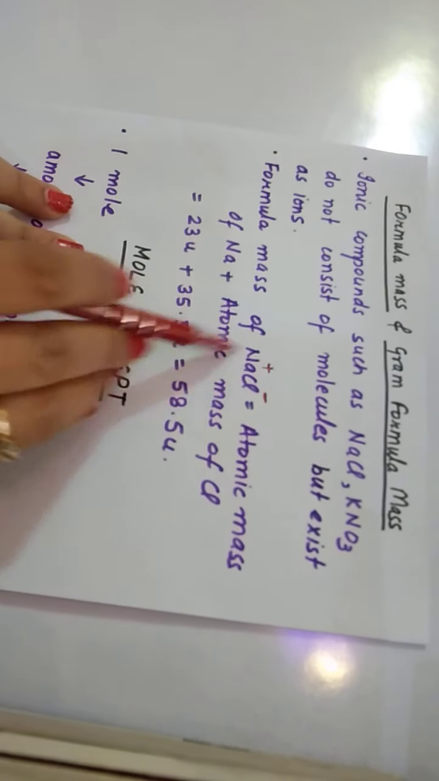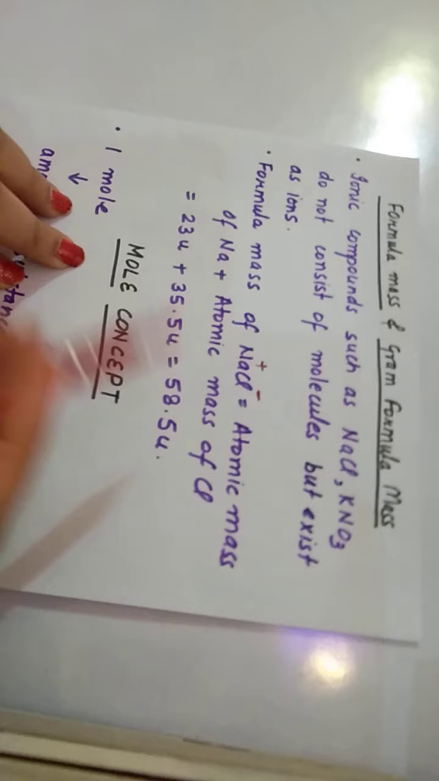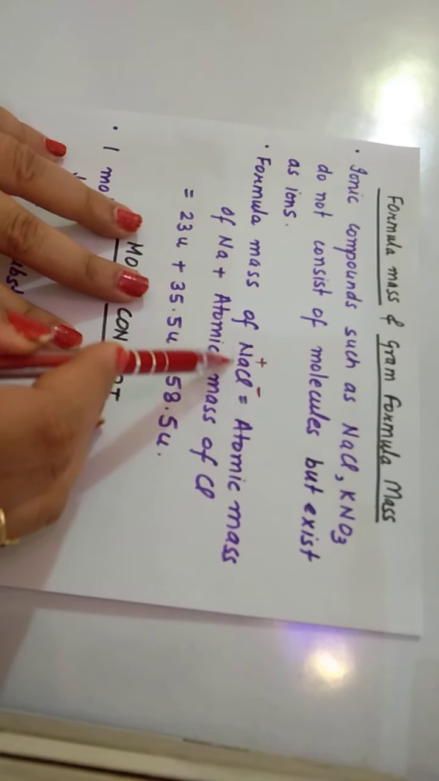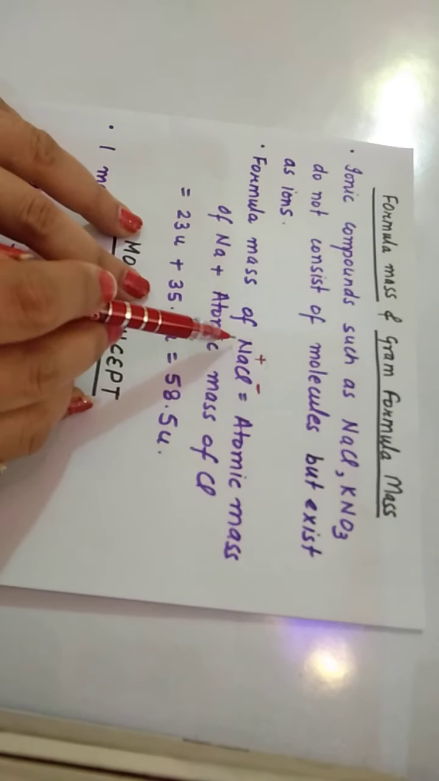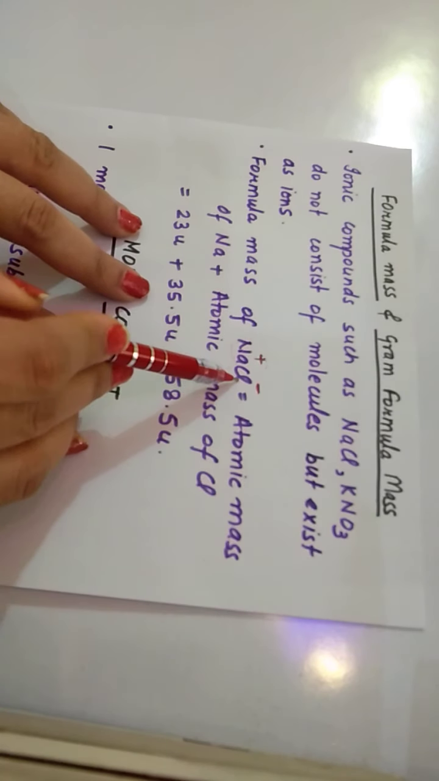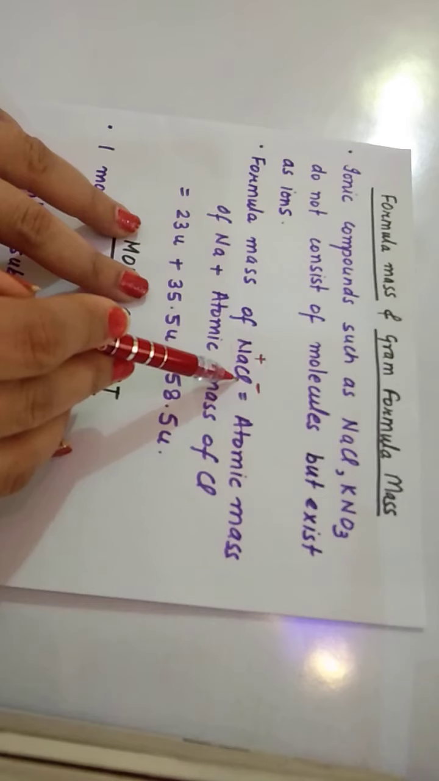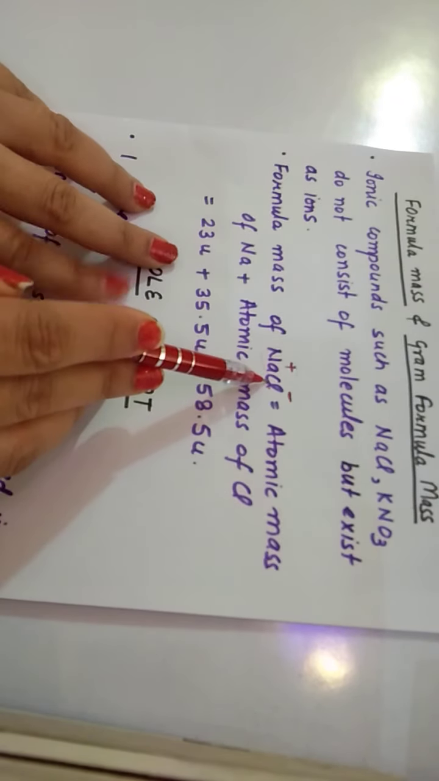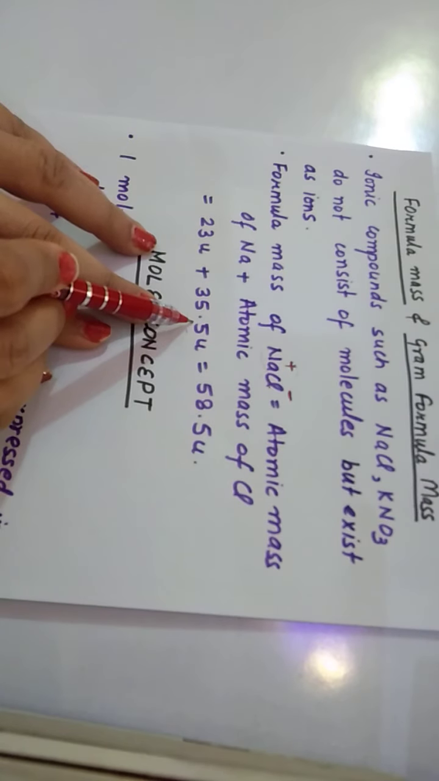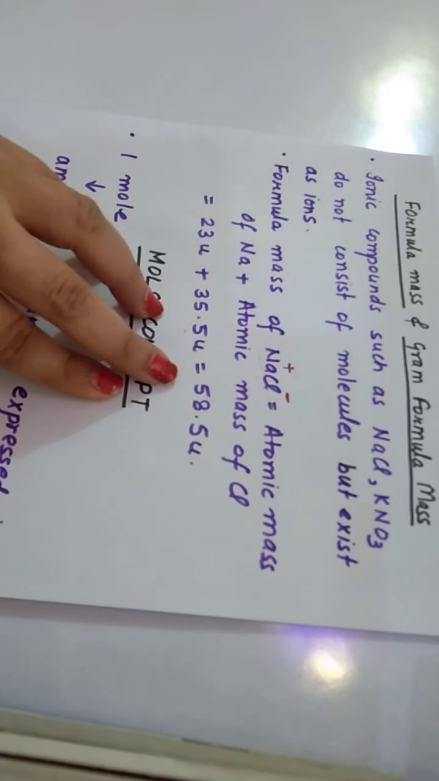Now we will find out the formula mass of NaCl. So it will be what? Atomic mass of sodium plus atomic mass of chlorine. The atomic mass of sodium is 23 plus the atomic mass of chlorine, which is 35.5. So it came out to be 58.5 units.